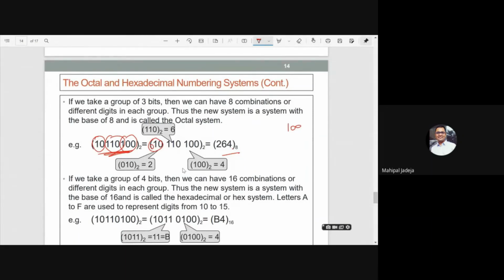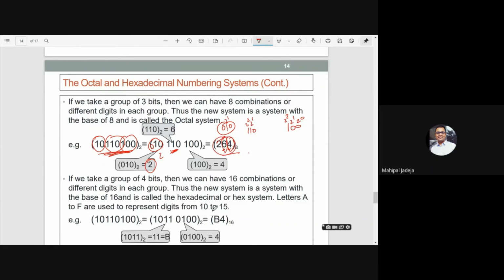So the first group is 100, and all we need to do is write down its representation in base 8. So in 100, this is 2 raised to 0, this is 2 raised to 1, and this is 2 raised to 2. So its representation is nothing but 4 only. So we'll write down 4 here. Again, if we go to 110, then 110 is nothing but 2 raised to 1 plus 2 raised to 2, which is 4 plus 2, which is 6. So we can write down 6 here. And if we go to the very last group, which is 010, then 010 is nothing but 2 raised to 1, right? All other bits are 0. So we can straight away say it's 2. So all we need to do is write down the equivalent value in base 8 for all these 3 groups. So my final answer is nothing but 264 in base 8, right?